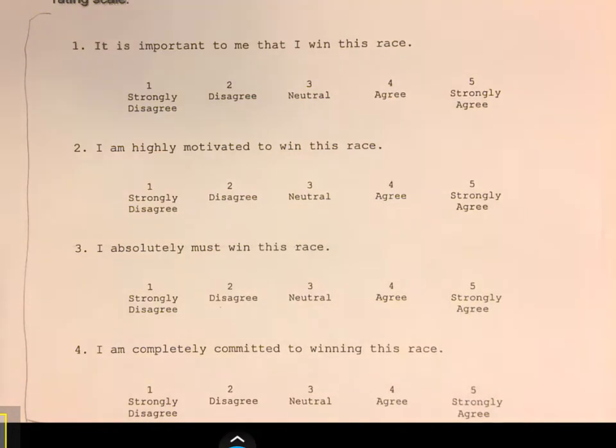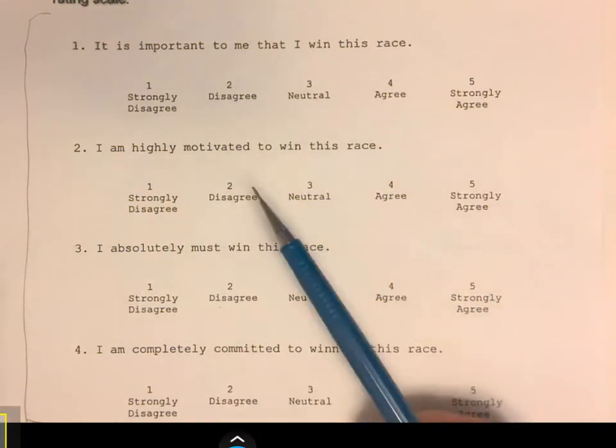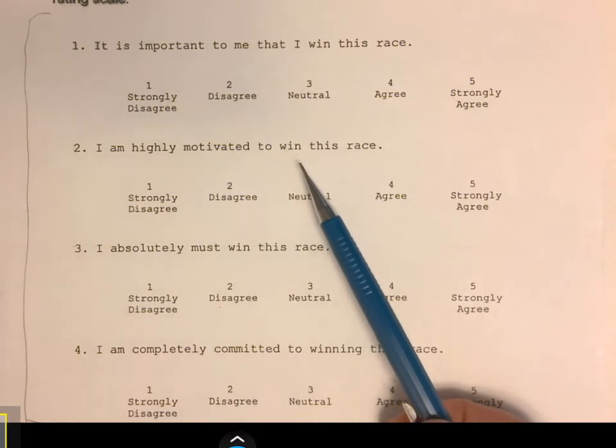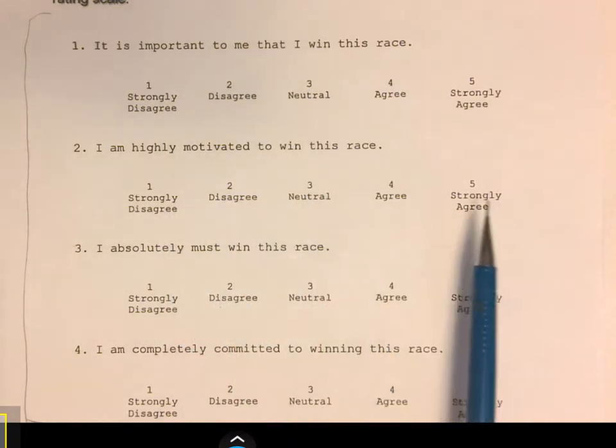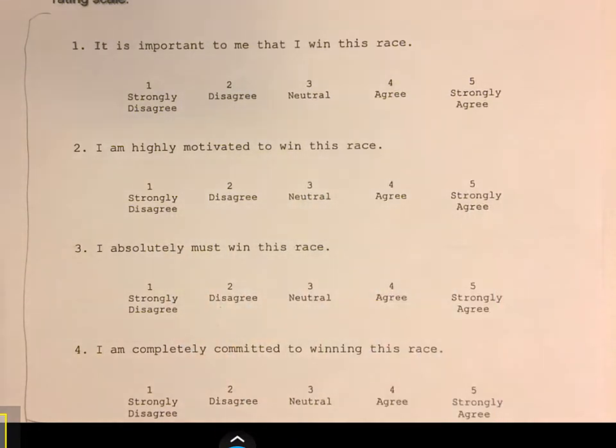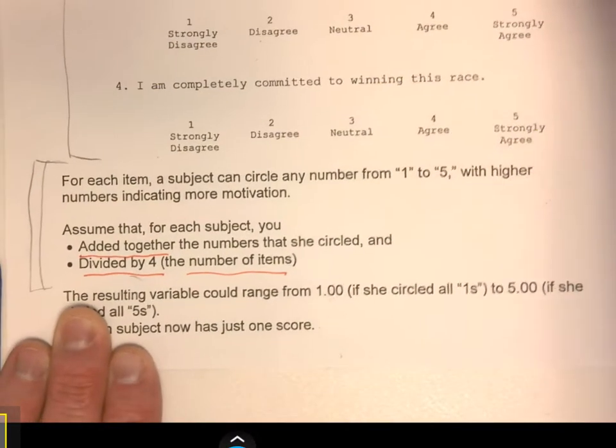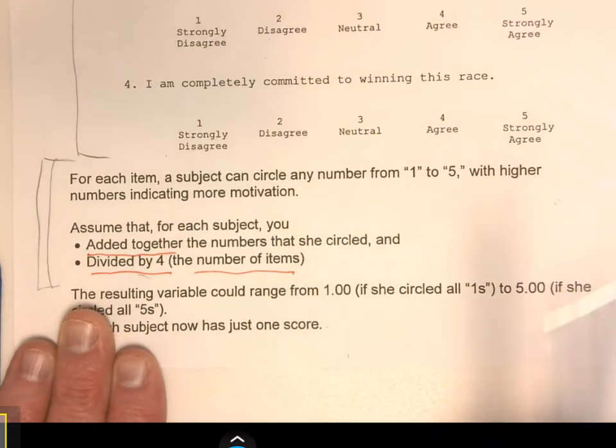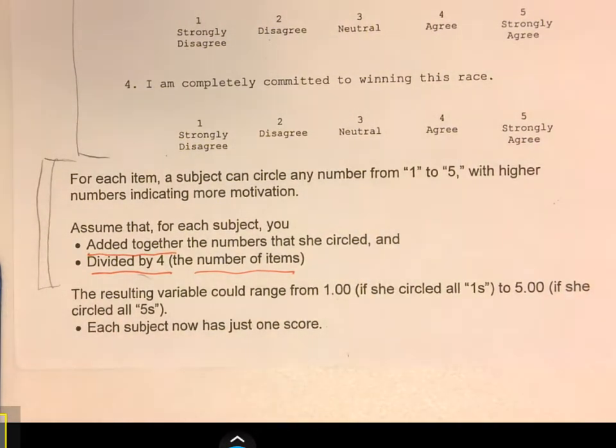You've seen this research questionnaire format often, haven't you? Item 2, we're still measuring the same construct, motivation to win. Here's another item measuring the same thing. I'm highly motivated to win this race. They circle some number from 1 to 5. 5 means strongly agree. I absolutely must win this race. They circle some number. I'm completely committed to winning this race. They circle some number. For a given subject, they can circle any number from 1 to 5. Higher numbers indicate more motivation.